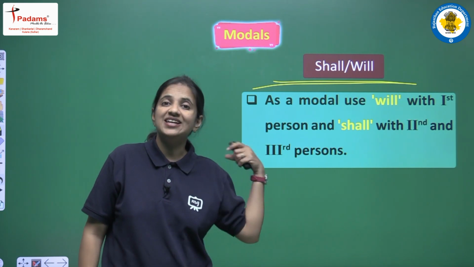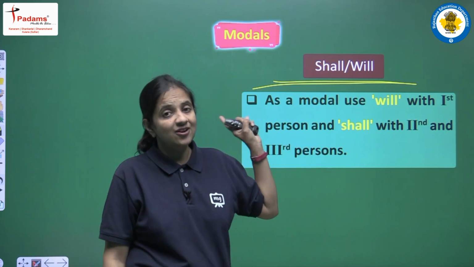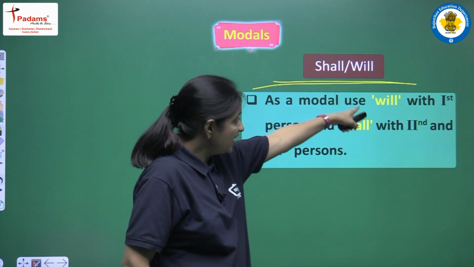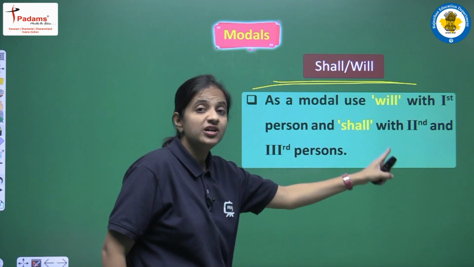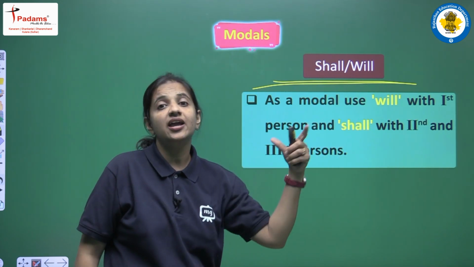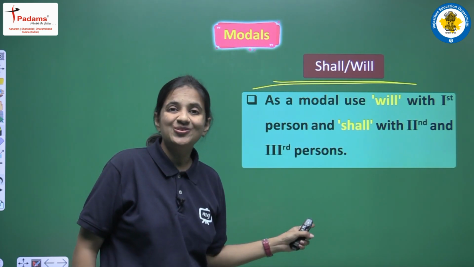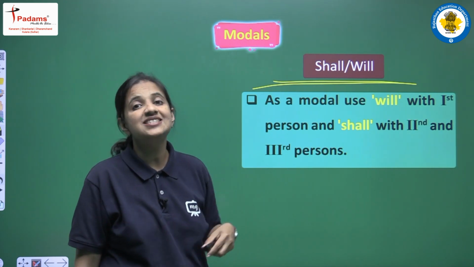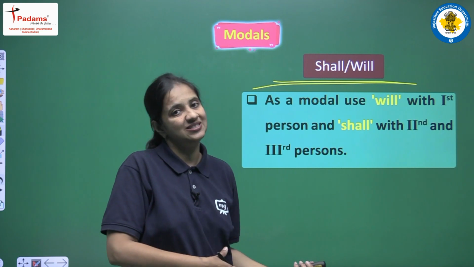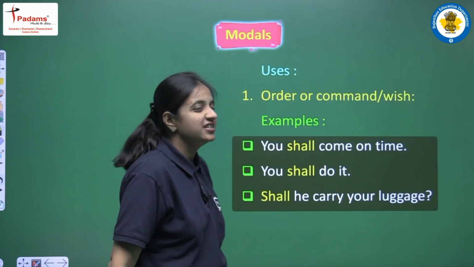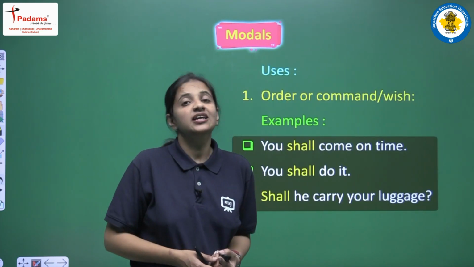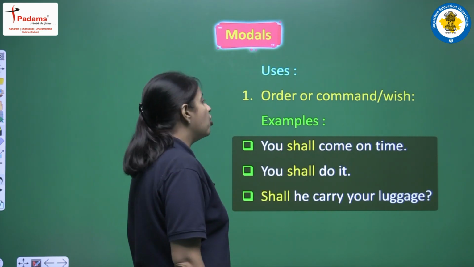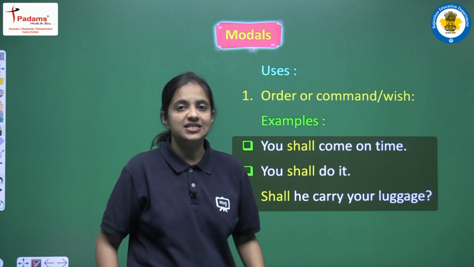But here when they are used as a modal, then all the things just get opposite, because now we have to use will with first person. First person means I and we. So now we are using will for I and we and shall for all the other subjects. So this is the difference. Okay. So let's read the uses as a modal. Shall or will कहाँ use होते हैं? So let's read. First one is order or command, or we can say wish.